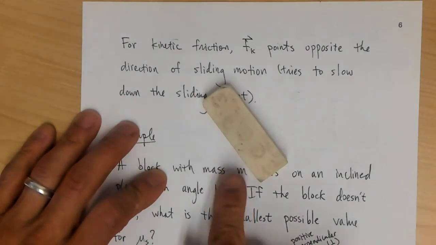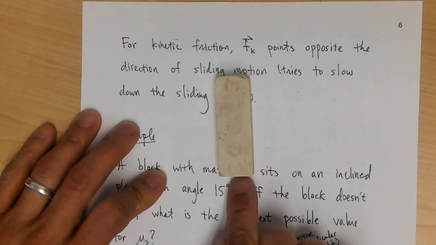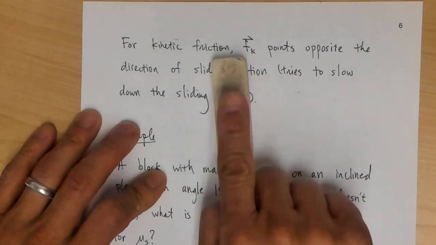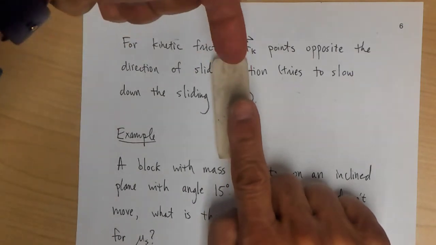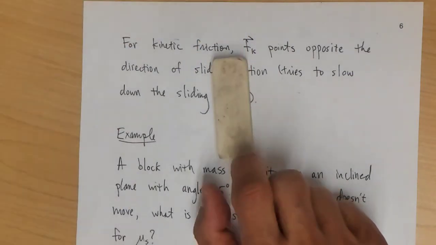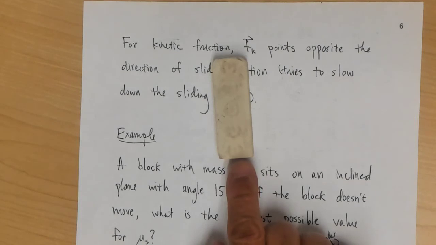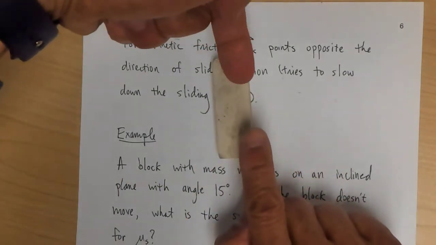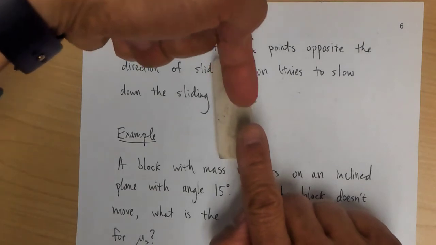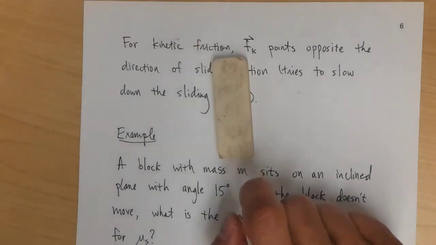So for example, if I'm pushing this eraser in this direction, friction is trying to slow down the sliding motion, so it's opposing that motion. Similarly, for the static friction case, I'm pressing against this eraser, but it's not moving. So I'm pressing in this direction. There's a force of static friction opposing exactly the force that I'm pressing.